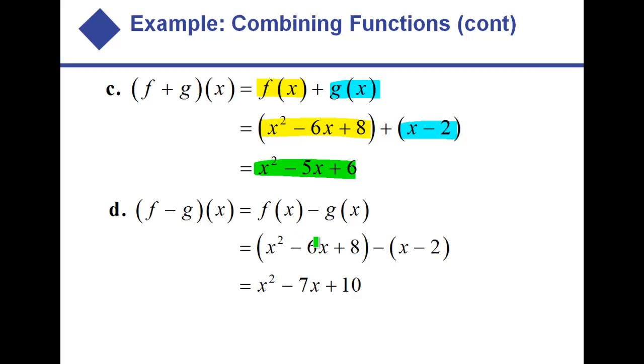Same thing goes with subtraction. You start with the f function, subtract the g function from it, being careful to realize that you're distributing. You're subtracting x and you're subtracting a negative 2. So negative 6 minus x, that's why you get negative 7, but then you have 8 minus a negative 2 becomes 8 plus 2, and that's why you have plus 10. So adding and subtracting, pretty easy.